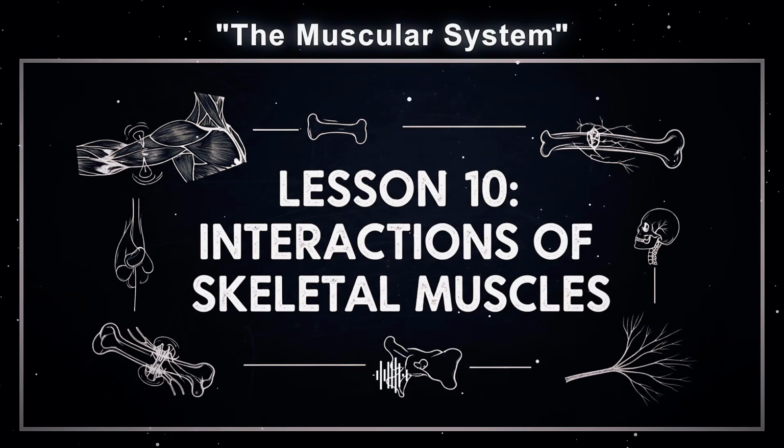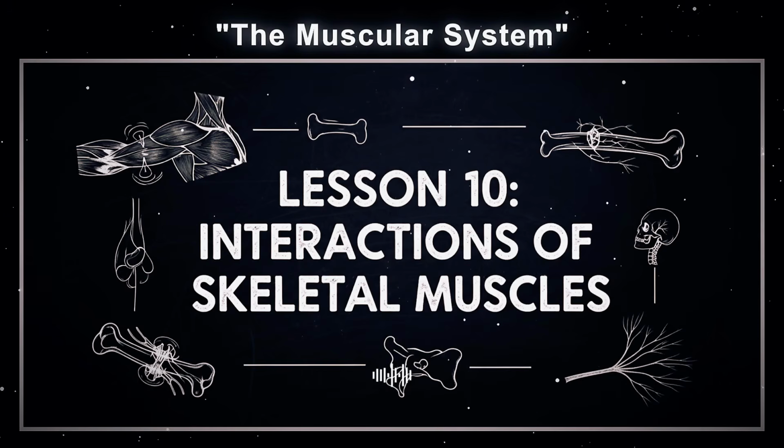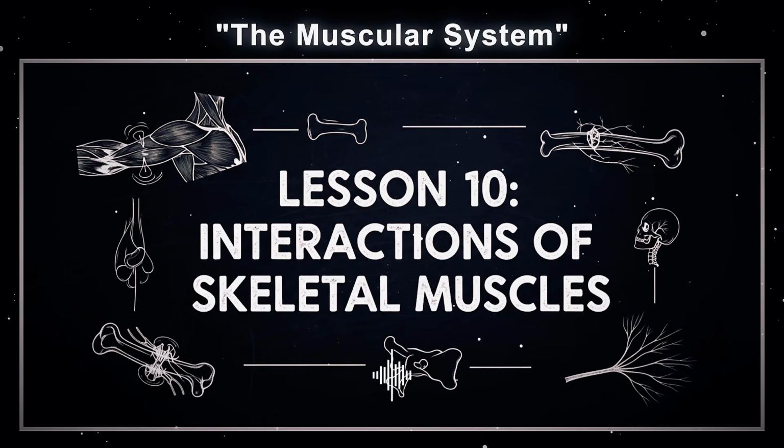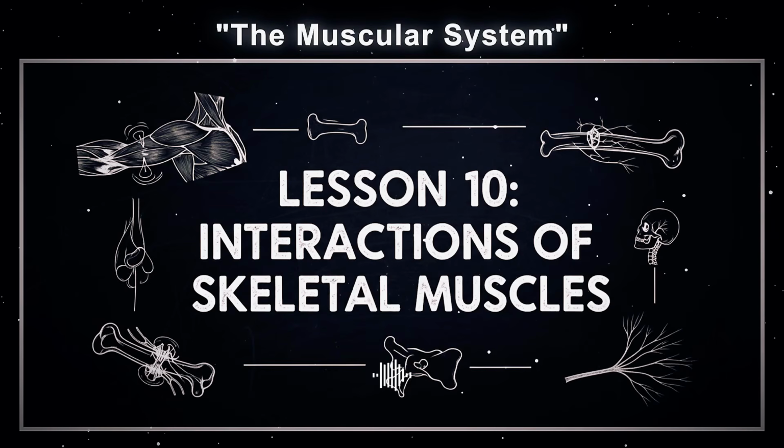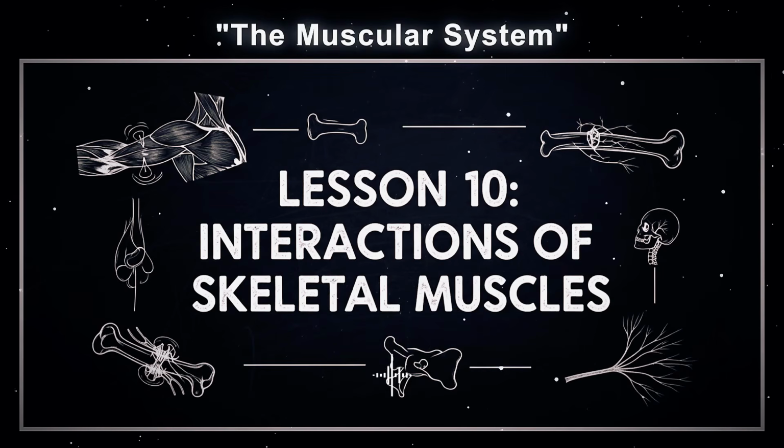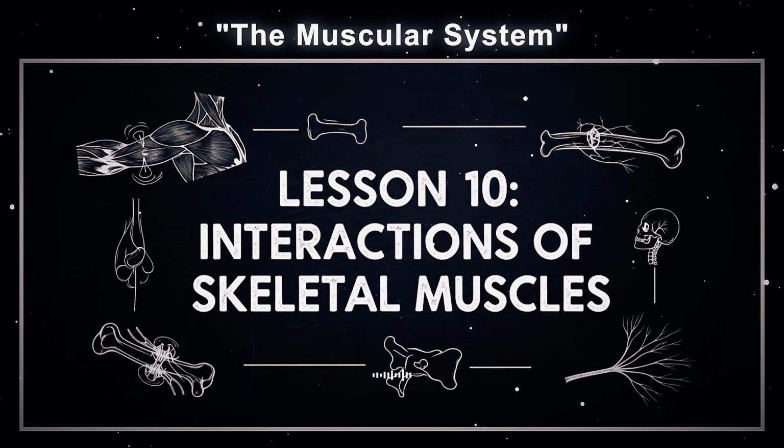Imagine you are trying to open a heavy door. You plant your feet firmly on the ground to get leverage. If your feet slipped, you couldn't pull the door. Your muscles need a solid base too. When your biceps contracts, it pulls on the radius bone in your forearm, but it also pulls on the scapula, the shoulder blade, where it originates. If the shoulder blade were loose, the biceps would just pull the shoulder forward instead of lifting the arm.